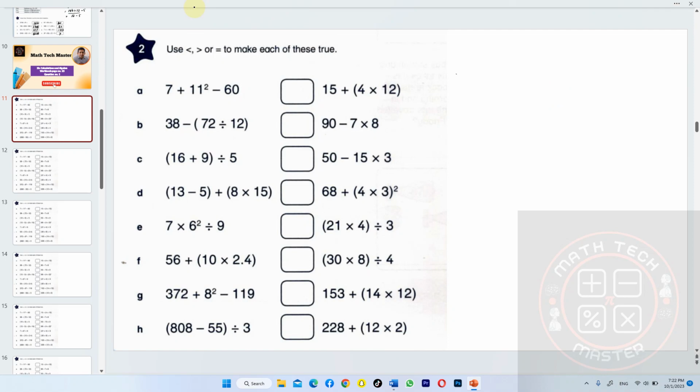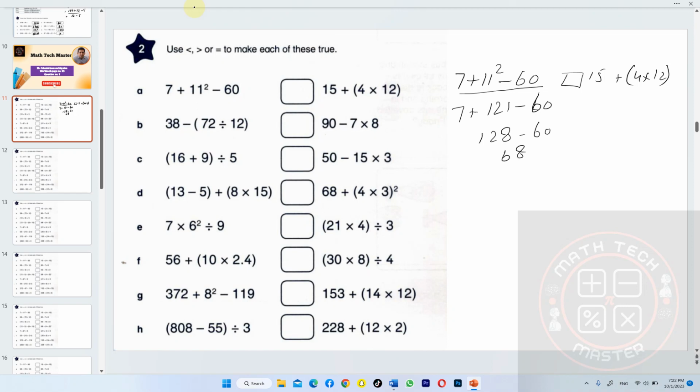So without wasting the time, let's write the first one. It is 7 plus 11 square minus 60, and it tells me 15 plus 4 into 12. If I solve the left hand side, the first expression, we need to solve the indices first. So 7 plus 11 in square is equal to 121 minus 60. So we can get the answer 128 minus 60, it will be 68.